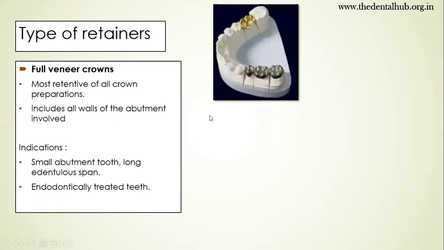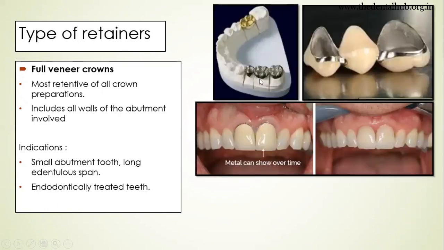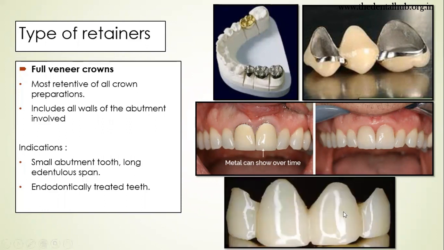So here are the various pictures of types of retainers. This is a cast metal retainer. This is a porcelain fused to metal retainer. Then the same, when given anteriorly, gives a metal show. Like it will give a metal show posteriorly also, but posteriorly it does not matter as much as it matters anteriorly. So to replace this, we have all ceramic and also all acrylic retainers.